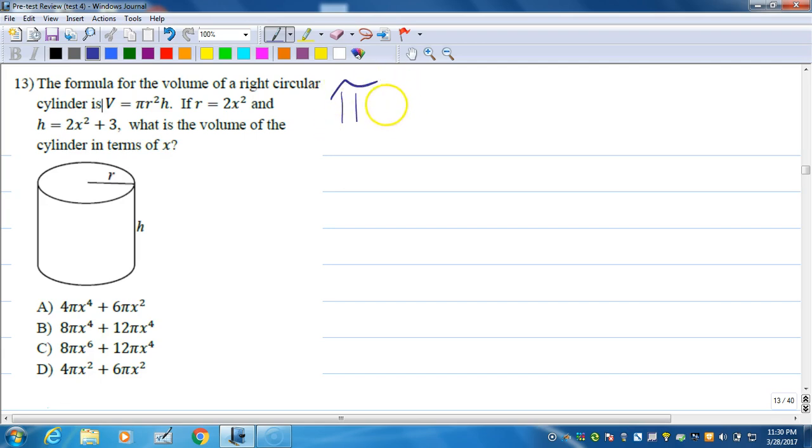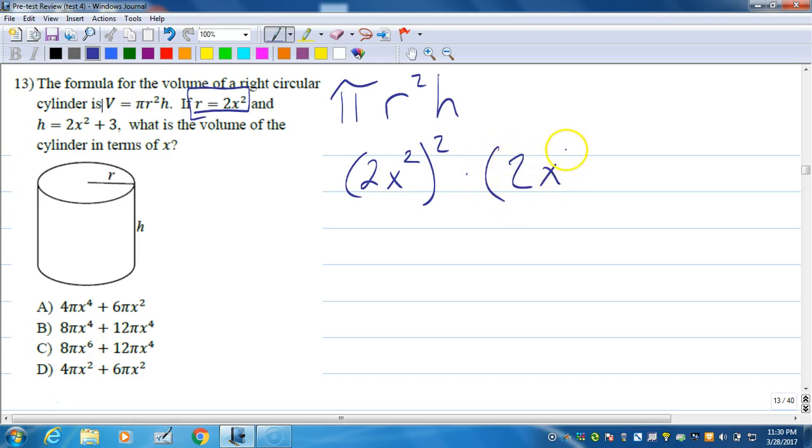Pi r squared h. For right now I'm going to leave pi out of it. I'm going to leave pi alone. I'm going to do the r squared. R is 2x squared. I'm going to plug that in here. 2x squared, and then the r has a 2, so I will put another 2 here. And then all that times h. H is 2x squared plus 3. And then pi is over here. But for now, leave pi alone. First, I'm going to fix this.